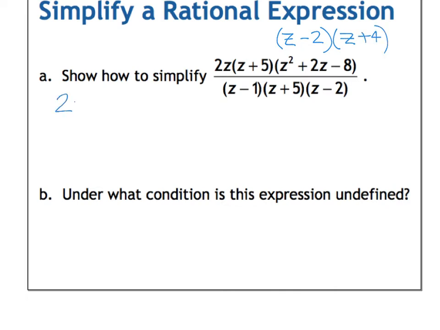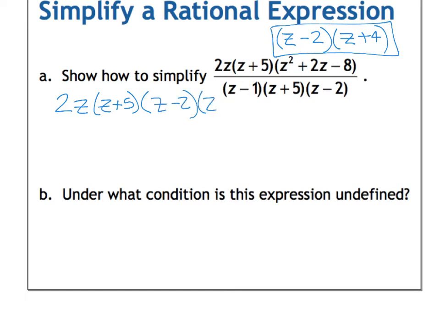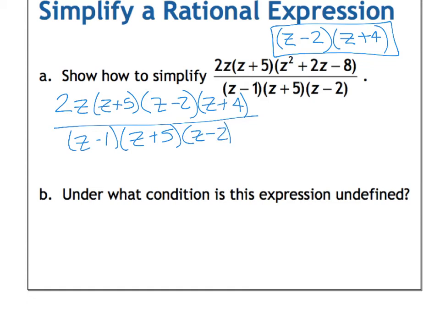All right, so I'm going to rewrite this. So I have 2z times z plus 5 times, now I'm going to rewrite this in there, z minus 2 times z plus 4 all over... Nothing's changed in the denominator here. z minus 1 times z plus 5 times z minus 2. All right, and again, I'm looking for things that match up. I want to cancel as much out of this as possible.